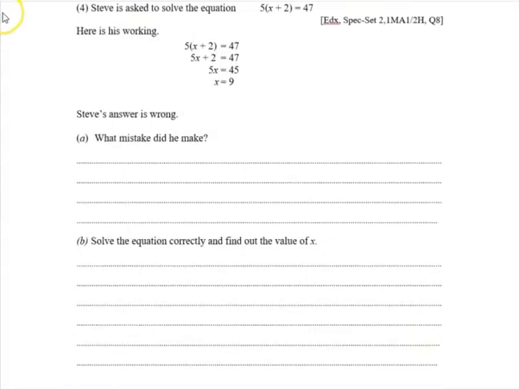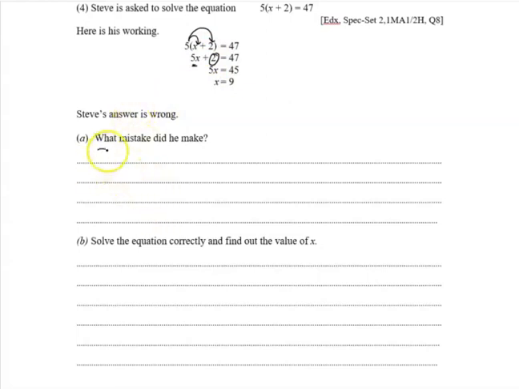Question number 4. Steve is asked to solve the equation, and this is his working out. Now Steve's answer is wrong. What mistake did he make? So let's observe here. 5x plus 5 times x plus 2. So that means we're expanding a bracket. So we're going to be multiplying everything inside the bracket by 5. So 5 times x is going to give us 5x, which we've got over here. Then 5 times 2 should give us 10. Well, we don't have 10 here, we have 2. So that's a mistake he made.